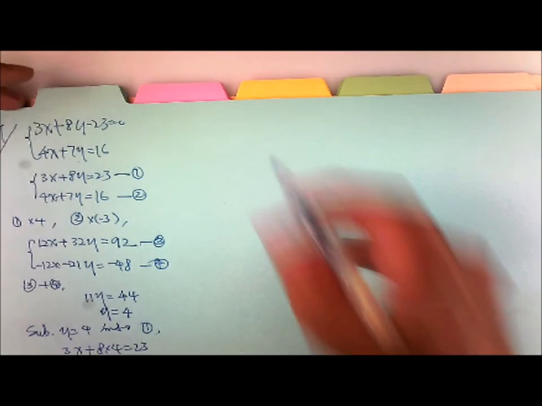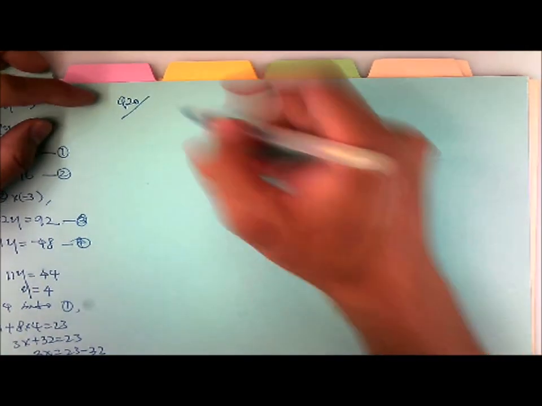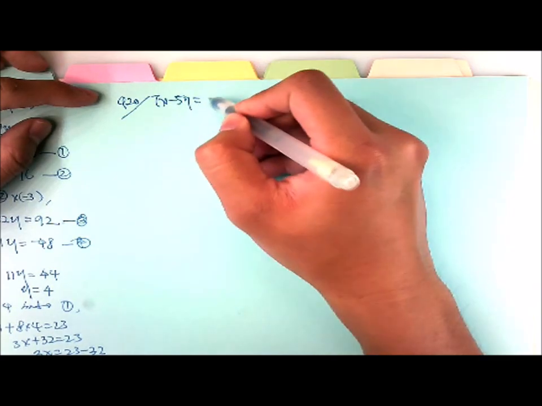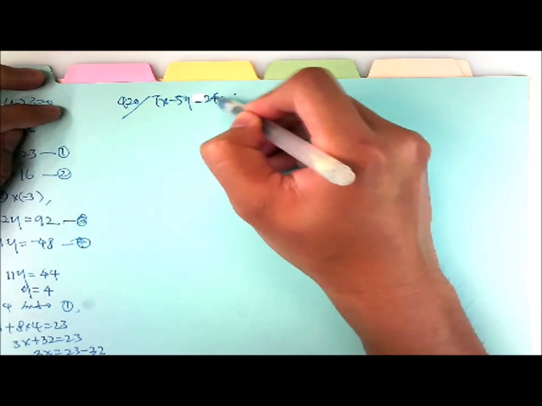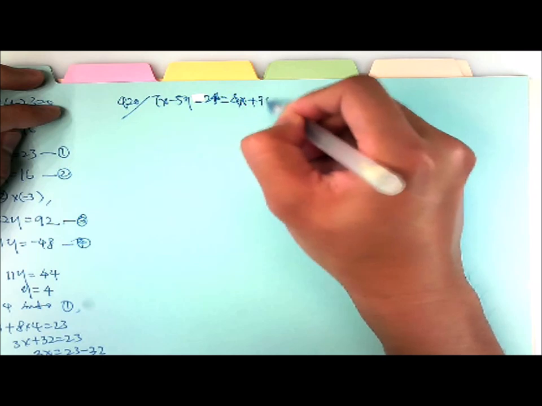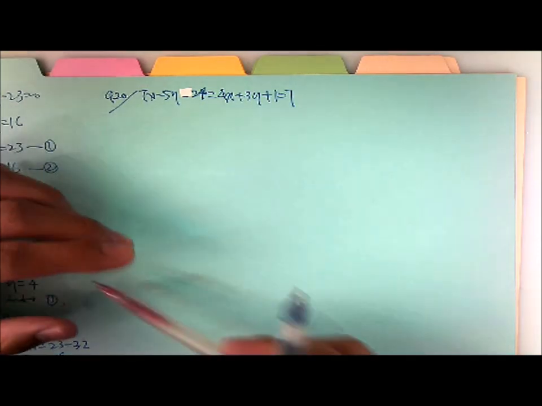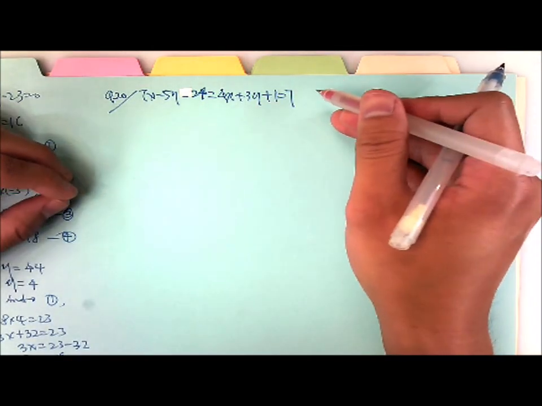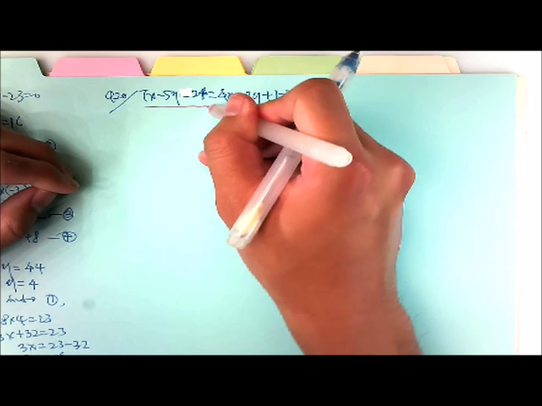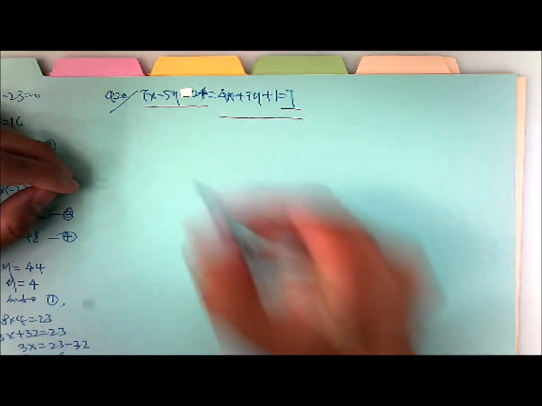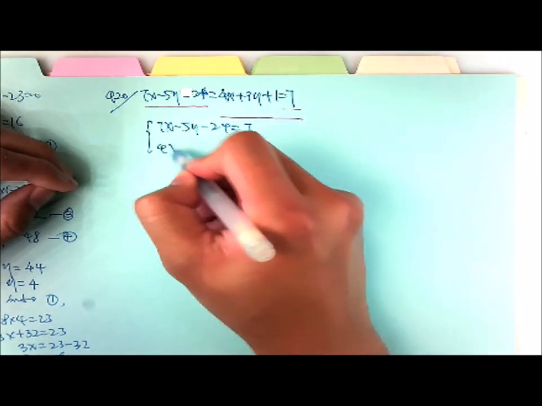I'll choose the 20. Okay? 20. So just copy the original questions. Minus 24 equal to 4x plus 3y plus 1 equal to 7. So like I say, you can break down these long equations into two, meaning that you can use this one to equal to 7 and then this one to equal to 7. So first you break down.